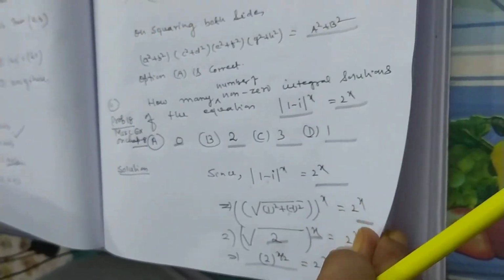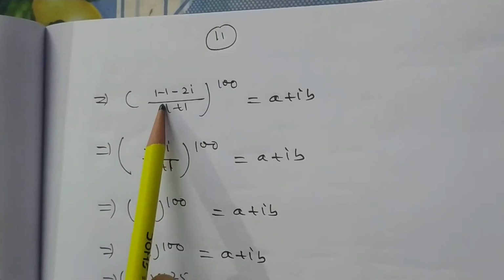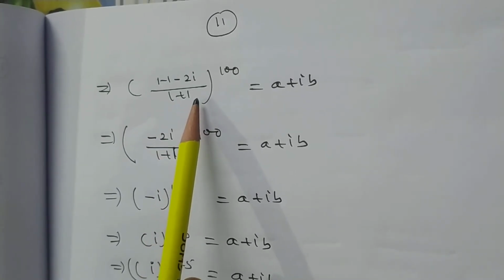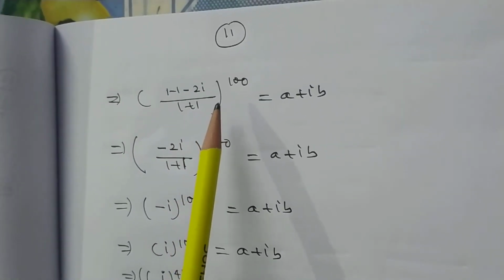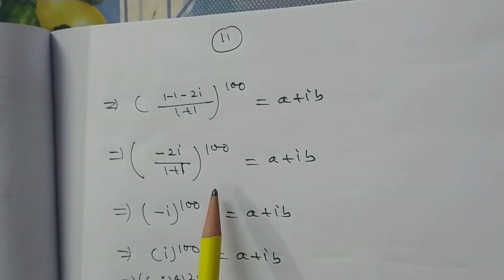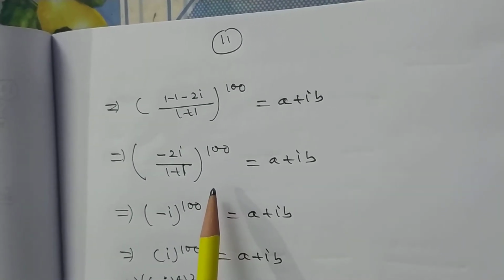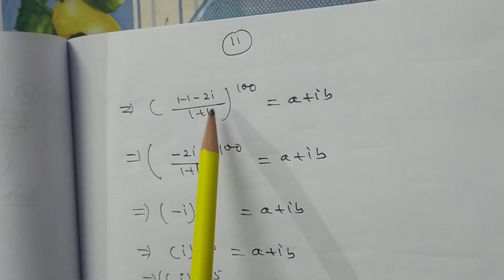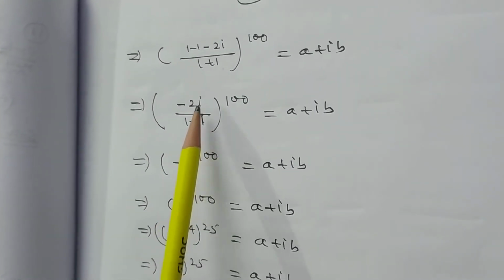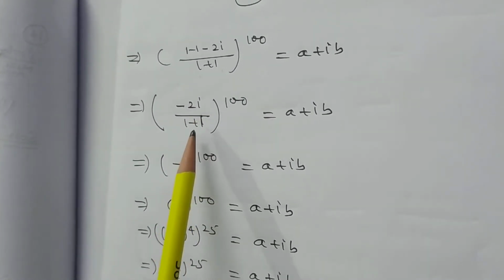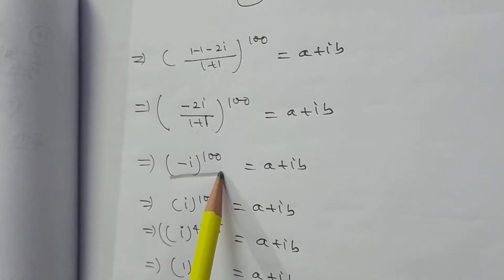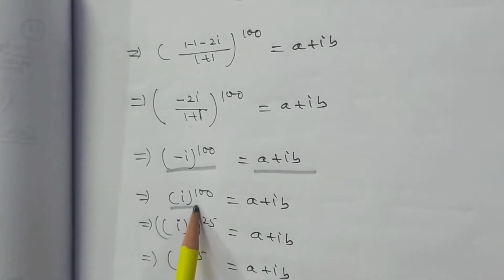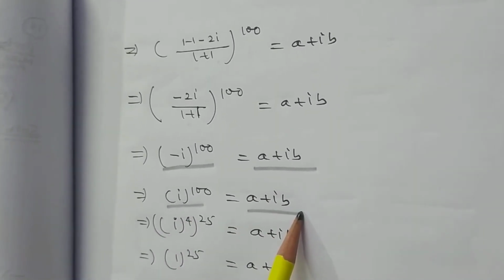And my dear students, it will be (1 − 1 − 2i)/(1 + 1) to the power 100. So now, my dear student, 1 + 1 is 2, and −2i divided by 2, the 2 goes out. It will be (−i)^100 is equal to a + ib. And it will be i^100 is equal to a + ib.